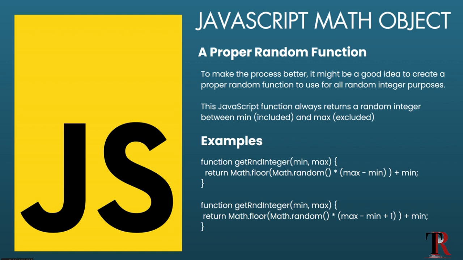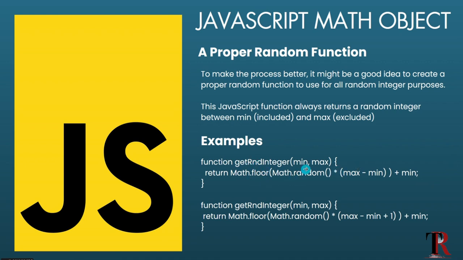the process by making a button that we can click at any point in time, and it will generate those numbers for us. So to make the process better, it might be a good idea to create a proper random function to use for all random integer purposes. This JavaScript function always returns a random integer between minimum included and max excluded. This is the function that you can see right here on the screen.